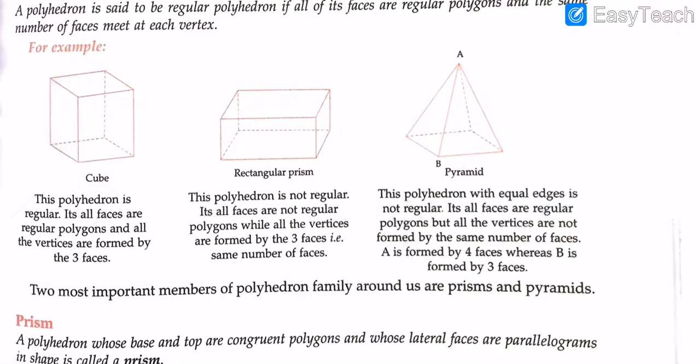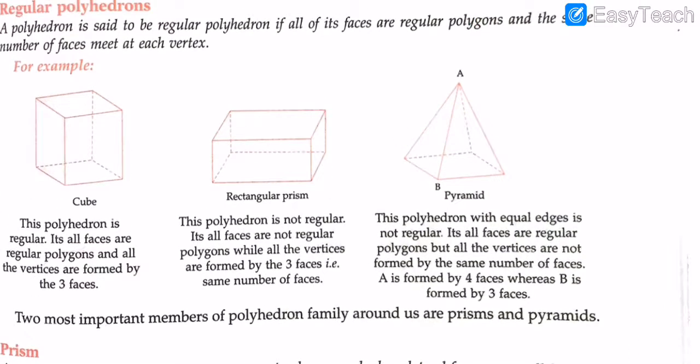Now, pyramid. This polyhedron with equal edges is not regular again. Why? Because when you talk about a pyramid, all its faces are regular polygons, but not all the vertices are formed by the same number of faces. A is formed by 4 faces, whereas B is formed by 3 faces. That is why you cannot say it is a regular polyhedron. That's why you say that the cube is a regular polyhedron.